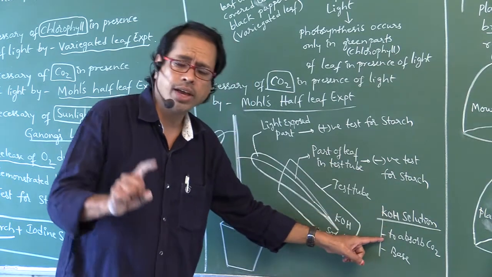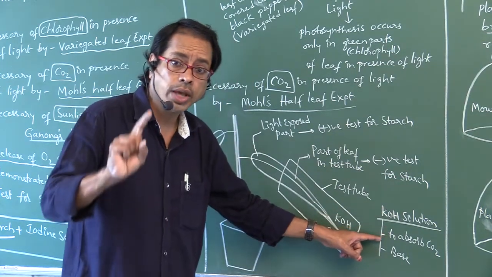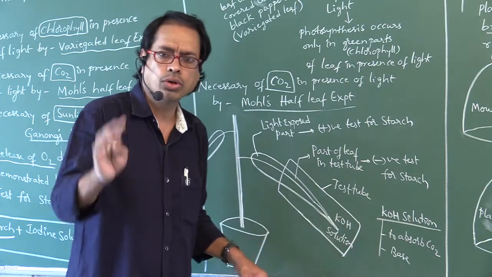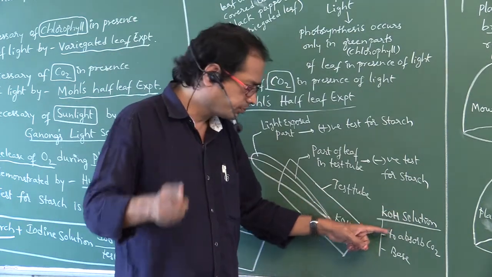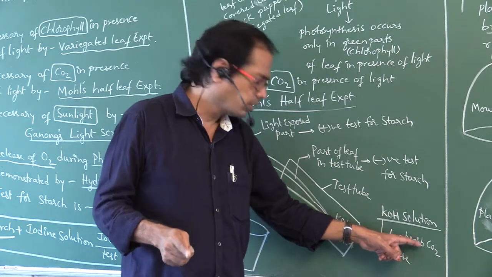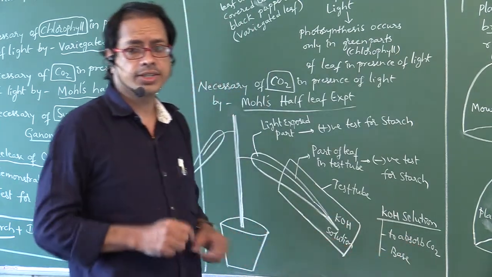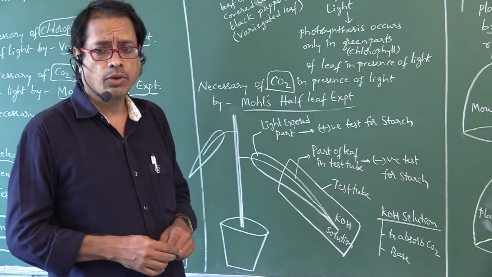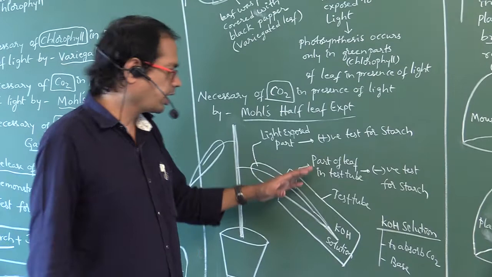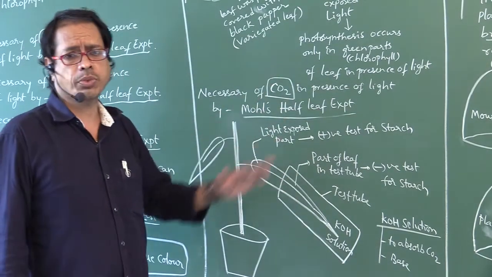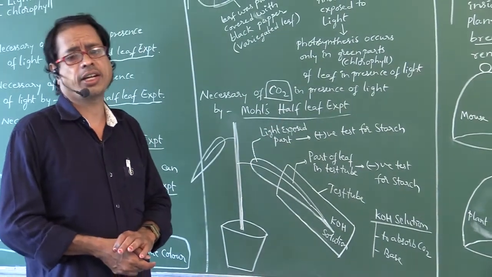Why do we have to use KOH solution? To absorb CO2. Don't say O2. So KOH solution is used to absorb carbon dioxide. It is a base, it is not an acid. KOH, potassium hydroxide solution, belongs to bases. Okay? So these two experiments are explained in our NCERT textbook.